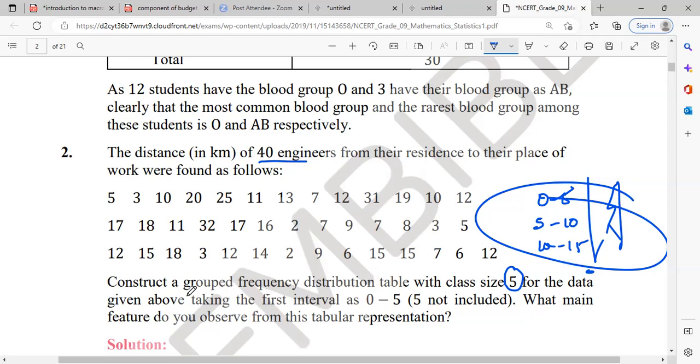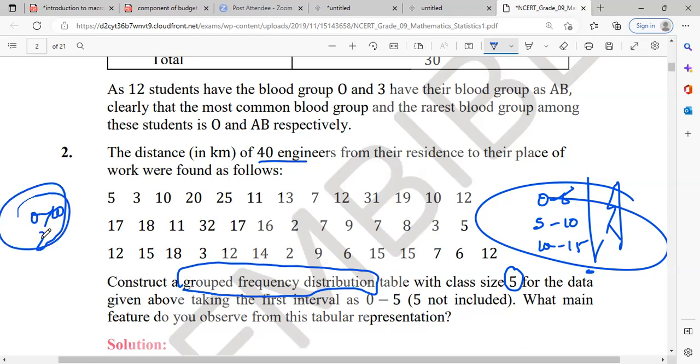So whenever they are asking you to construct a group frequency distribution, just remember that they are talking about this: 0 to 10, 10 to 20, like this. Clear? Okay, ma'am.